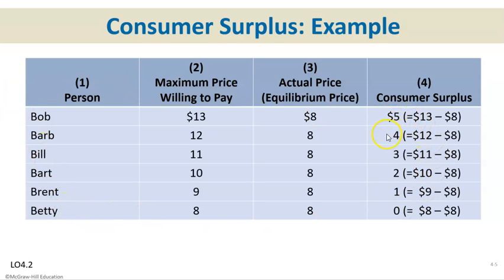You're just going to calculate the consumer surplus for each person, and then if you want the market consumer surplus, so the total consumer surplus for all of the buyers, you can just add up all the individuals and see what you get. So if we added up all the consumer surplus here, we would get that the market consumer surplus is $15.